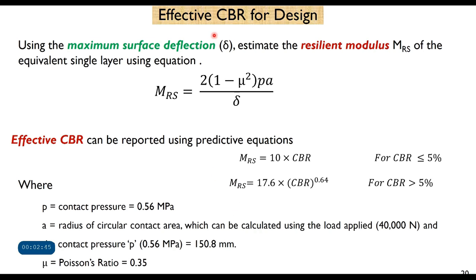Now the surface deflection is used to calculate the resilient modulus. This is the resilient modulus of equivalent single layer. And if you know the MRS value, you can find out what will be the CBR, effective CBR, using one of these two equations depending upon the value of CBR. In this equation, small p is a contact pressure which is taken 0.56 MPa. A is the radius of circular contact area, which is taken as 150.8 millimeter, and mu is the Poisson ratio.